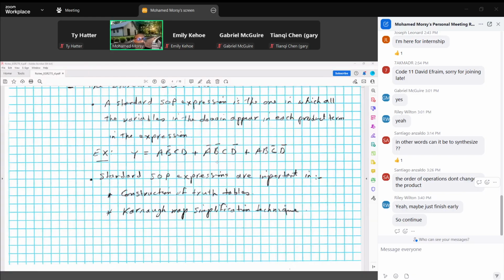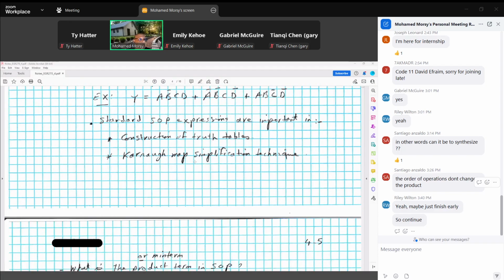This is a product term. This is a product term. So a sum of product terms. So how we define the product term is here.